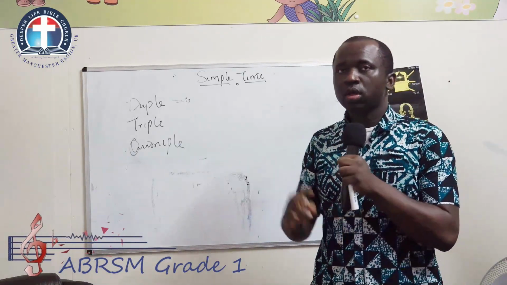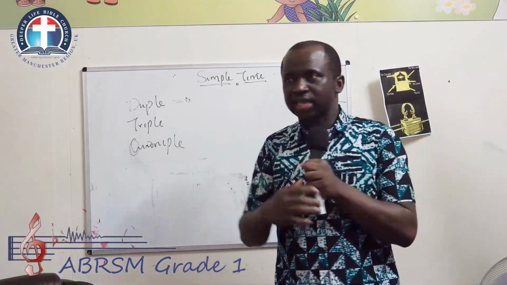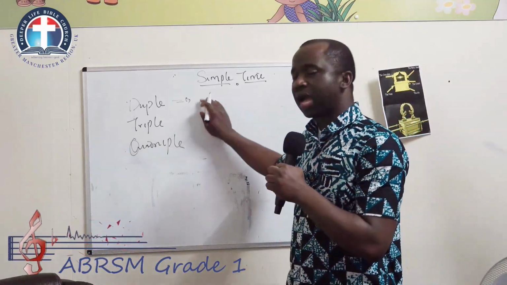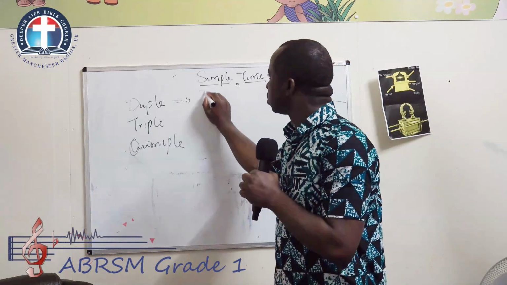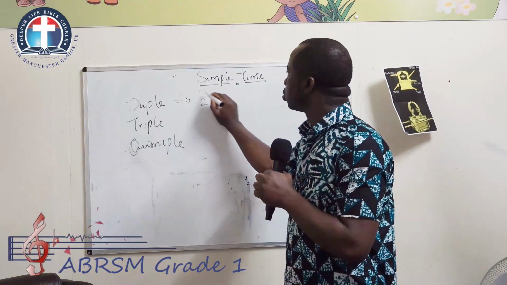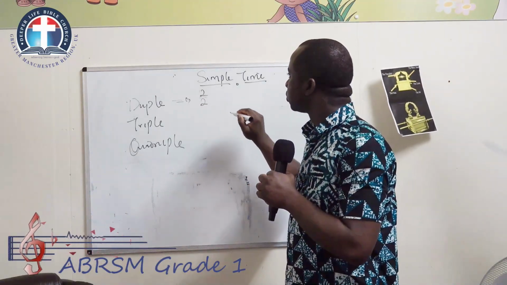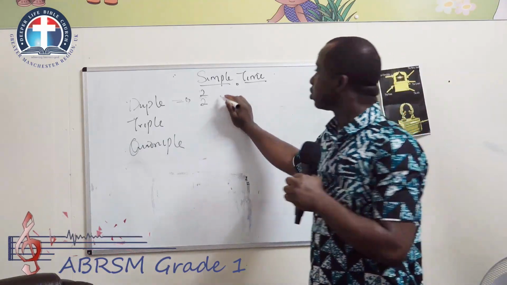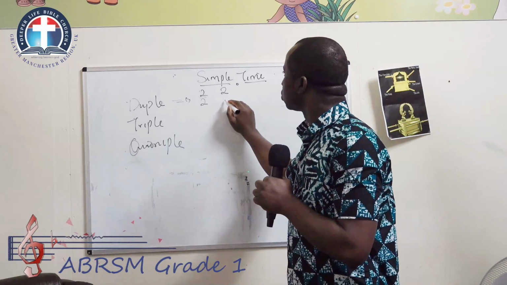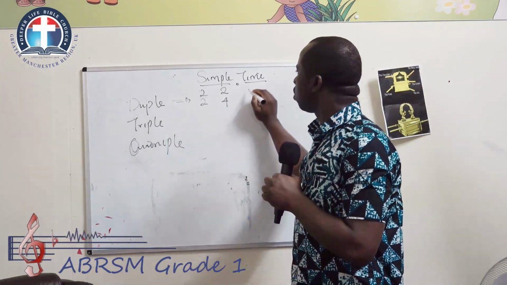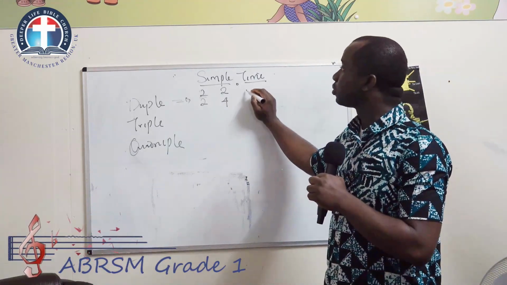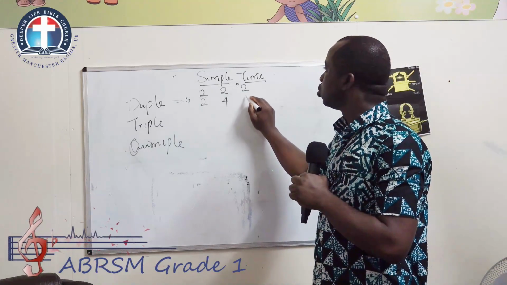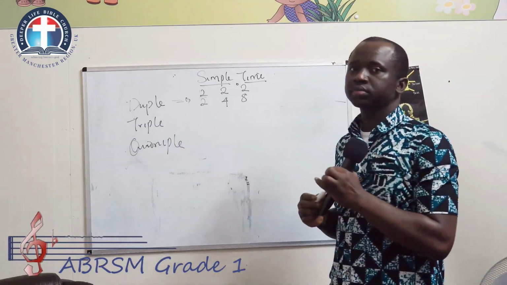So in that case, your duple time could be 2, could be what again? 2/4, could be what again? 2/8.